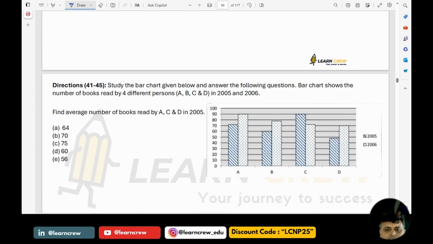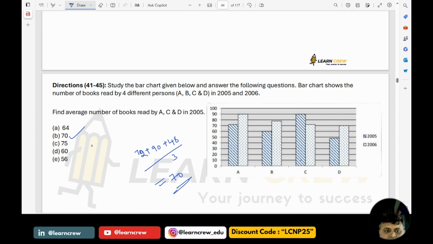Now next question. 41 to 45 is based on DI. Find the average number of books read by A, C, D in 2005. So how much is the average? You can see A is 70 and C is 90 and D is less than 50, 48. So this divided by 3. So 70 plus 50, 120 plus 90, 210 by 3, which is 70. 70 is the average of A, C and D.